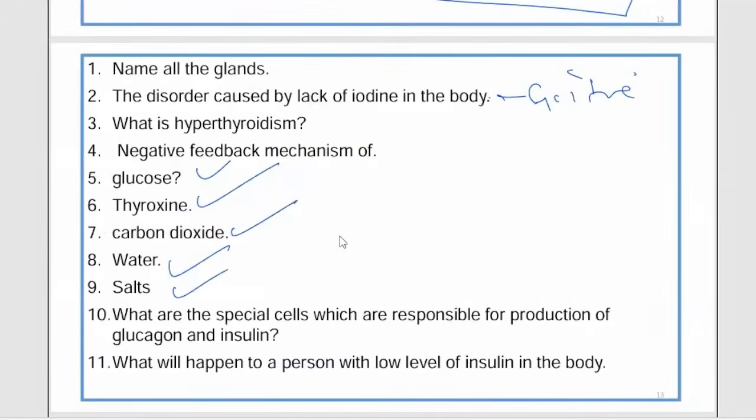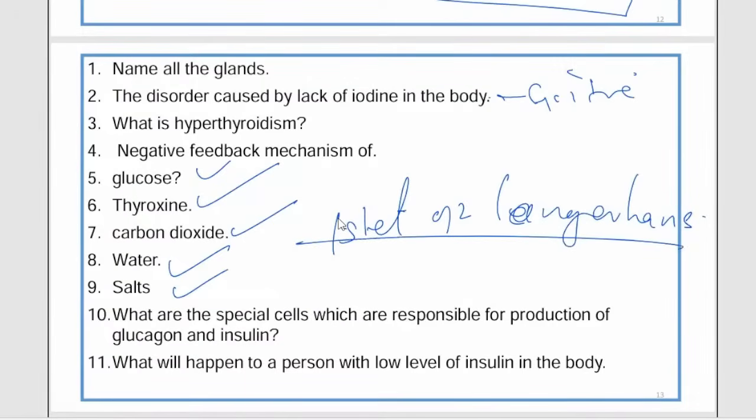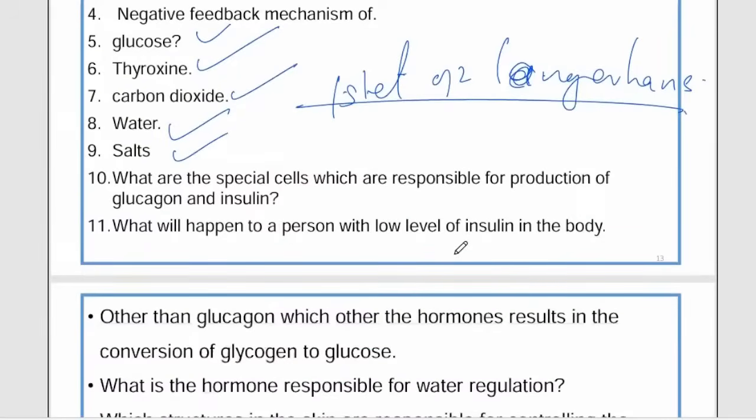Yes. What are the special cells that are responsible for production of glucagon? We say they are the islets of Langerhans. Yes, islets of Langerhans. These are cells which produce insulin and glucagon. You don't need to say beta cells and alpha cells. No, just islets of Langerhans.